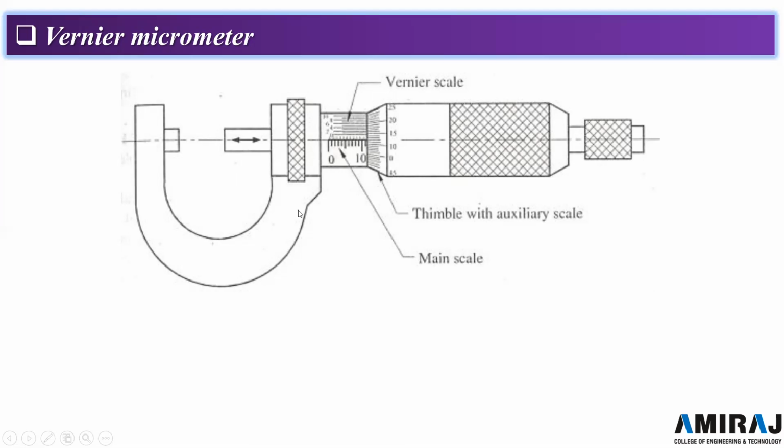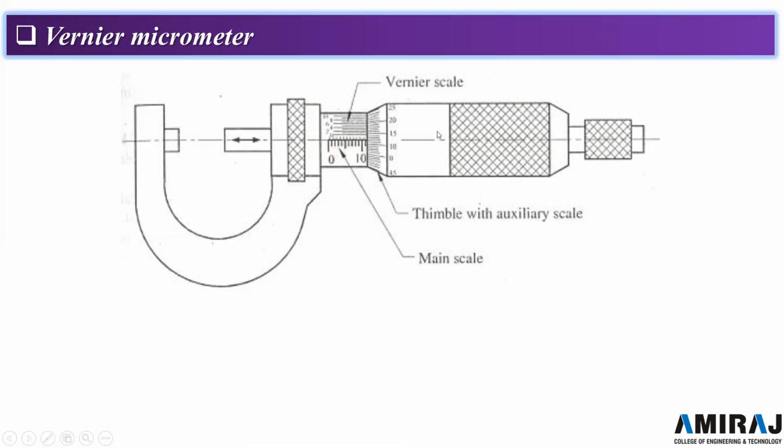A thimble scale is graduated on the thimble here with 50 equal divisions. Each small division of the thimble represents 1/50th of the minimum division on the main scale, and the main scale division value is 1/2 mm. Okay, so here the 1/2 mm is the main scale reading. So for 1/2 mm there are 50 equal divisions of this.